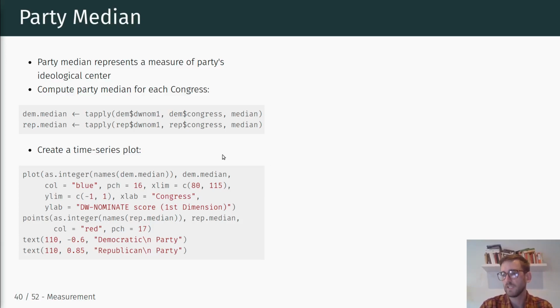In order to do that, we use the tapply command to compute the median on the economic dimension for Republicans and Democrats, and then we create a simple time series plot where on the x-axis is the Congress number, and on the y-axis we have the median that we just computed. We have some additional settings to make the plot look pretty, and I'll leave it up to you to go through the code and see what these changes imply.